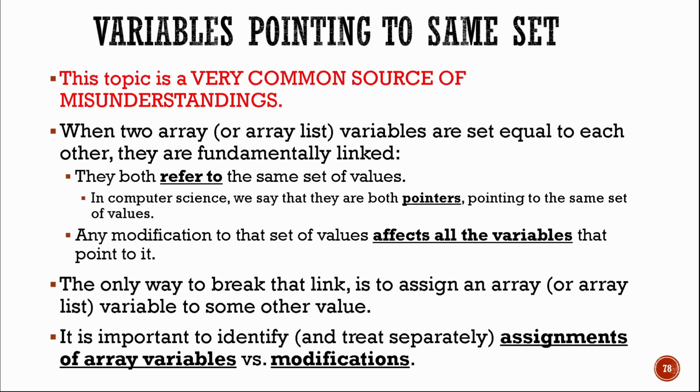In computer science, we say that they are both pointers, pointing to the same set of values. Any modification to that set of values affects all the variables that point to it. The only way to break that link is to assign an array or ArrayList variable to some other value. It is important to identify assignments of array variables versus modifications.